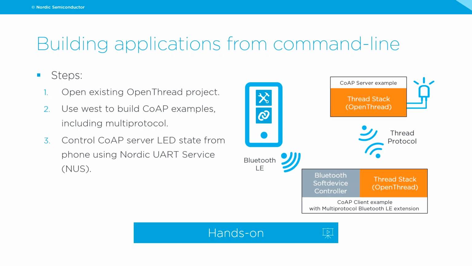The CoAP client example we will also build with support for Bluetooth Low Energy multiprotocol solution. This will allow us to control the example from a mobile phone, which only supports Bluetooth Low Energy and not Thread. And then Thread messages will be sent from the client to the server board over the Thread protocol. So we'll show some blinking of LEDs, both using the boards and from the mobile phone. Let's get started with some more hands-on.